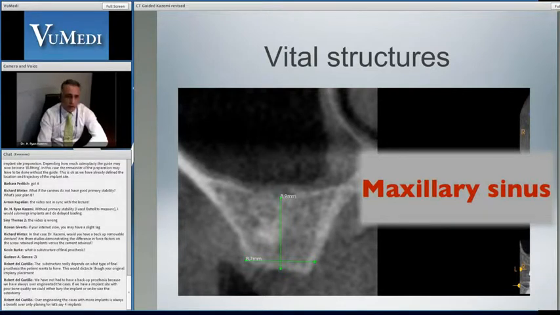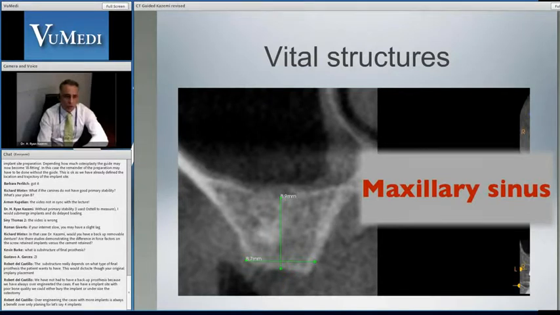Another key piece of information from a diagnostic standpoint is the maxillary sinus, where we can measure the available height of bone in the posterior maxilla. This can range anywhere from the second premolar to the first and second molars, of course. And from here, we can assess the height of the bone that's available, and that is going to direct us into thinking what mode of treatment we're going to offer.